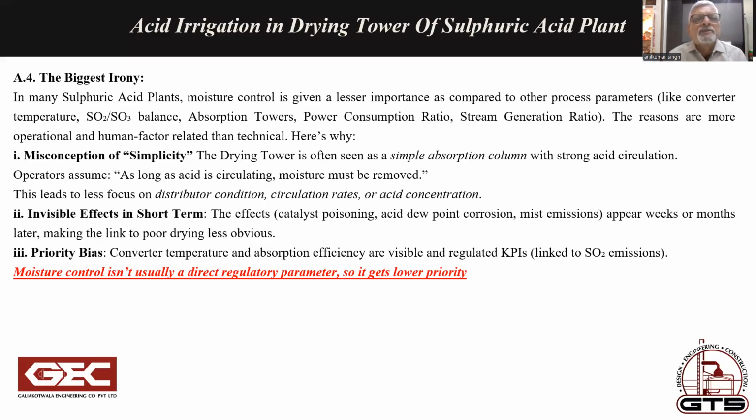Misconception of simplicity. The drying tower is often seen as a simple absorption column with strong acid circulation. Operators assume as long as acid is circulating, moisture must be removed. This leads to less focus on distributor condition, circulation rates, or acid concentration and temperature. Invisible effects in the short term. The effects like catalyst poisoning, acid dew point corrosion, mist emission, etc., appear weeks or months later, making the link to poor drying less obvious.